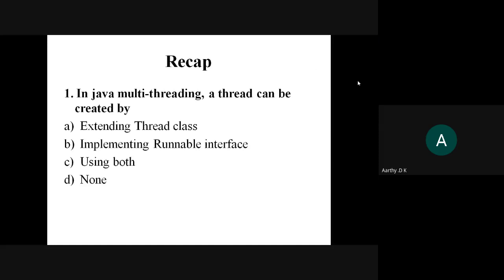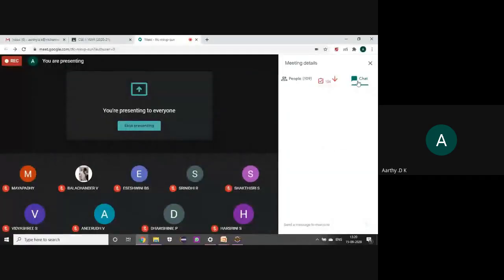I'll just show the question again. In Java multi-threading, a thread can be created by which way? By extending the thread class or implementing the runnable interface. Your answer.